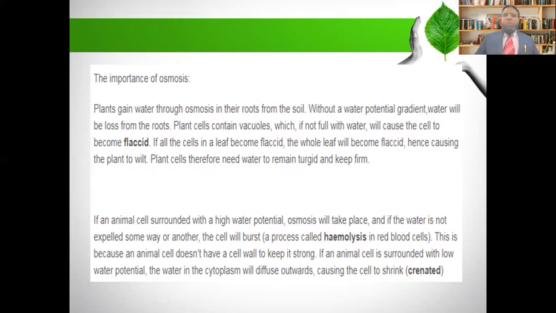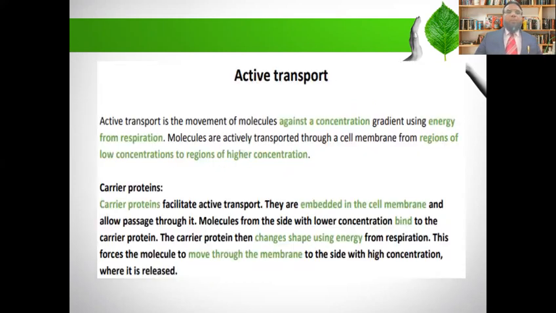So when an animal cell loses water, of course it shrinks. But when it takes too much water, first it's turgid, after that it's going to burst. Why? Because there is no cell wall.